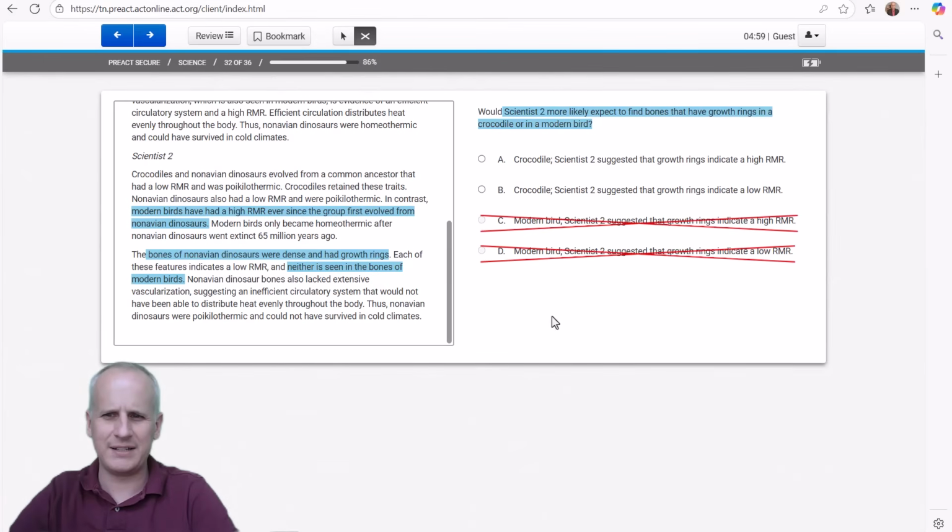And scientist 2 suggested that growth rings indicate a low RMR. Well, no, or a high RMR. No, it's indicative of a low RMR. So that matches the crocodiles. And our correct answer is B. Moving on to the next question.